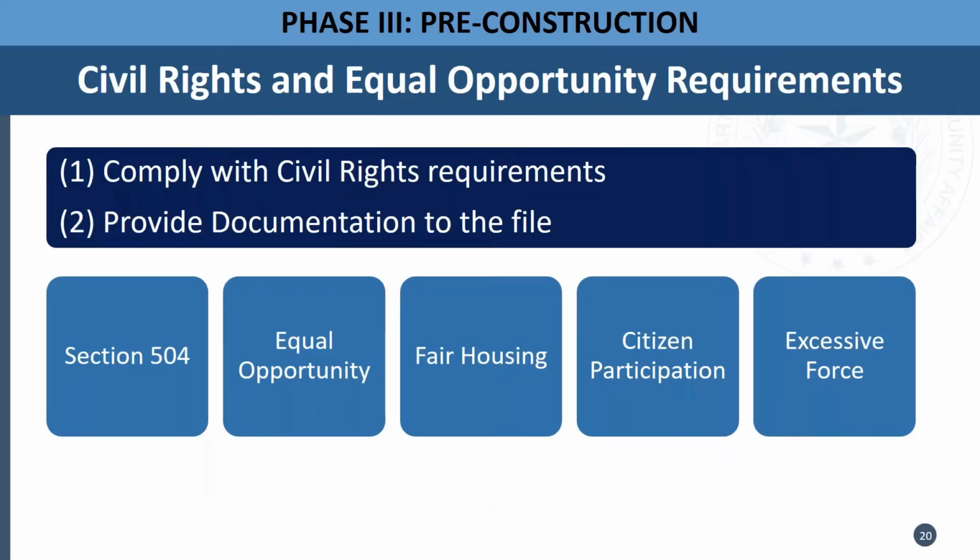We also want to make sure during phase 3, especially the pre-construction phase, to go over the civil rights and equal opportunity requirements. All subrecipients must comply with these requirements and provide documentation to their file. These requirements include Section 504, equal opportunity, fair housing, citizen participation, and excessive force.